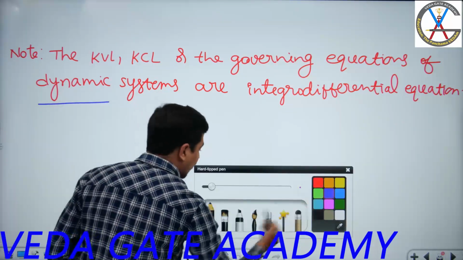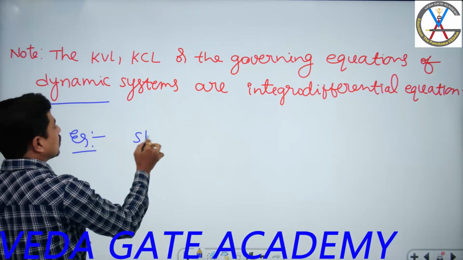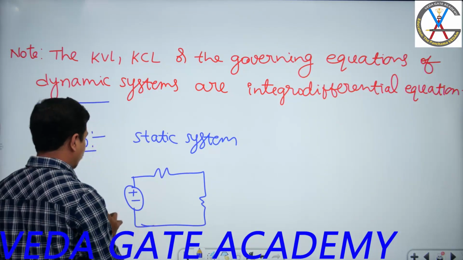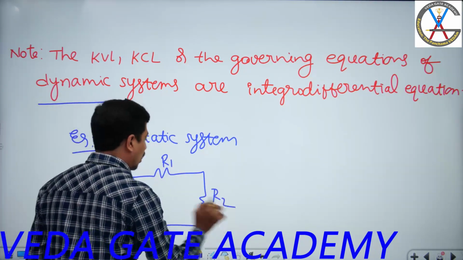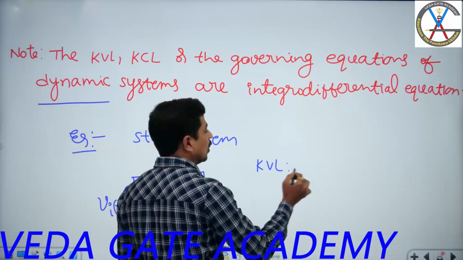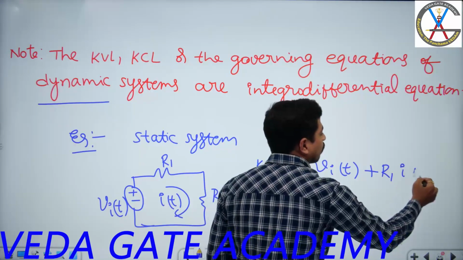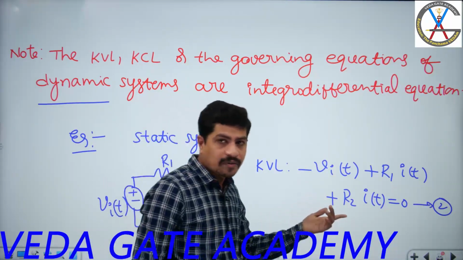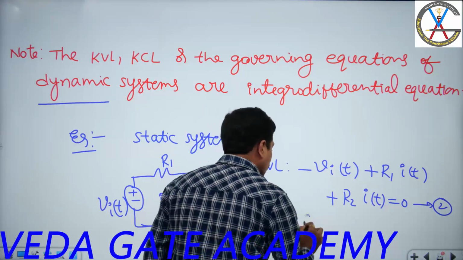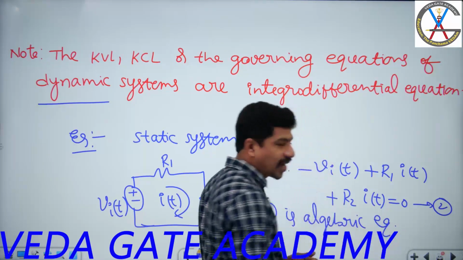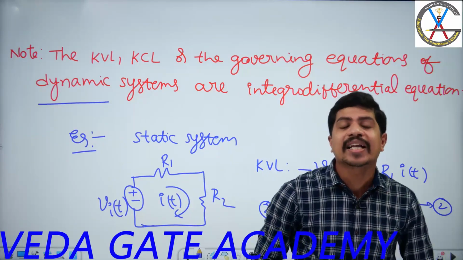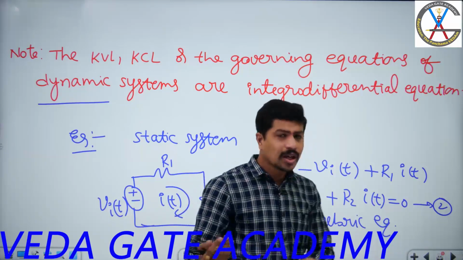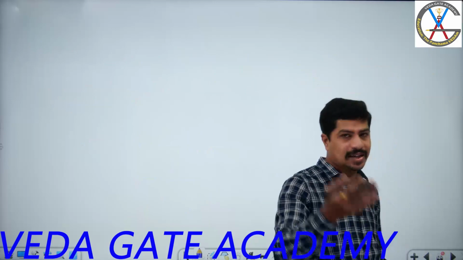If I take a static system, for example, a simple example, this is R1 and R2 with VA of t, in time domain only. This current is I of t. Write its KVL: minus VA of t plus R1 into I of t plus R2 into I of t equal to 0. This is equation 2. Is equation 2 an integro differential equation or an algebraic equation? Yes, an algebraic equation. I can simply say the governing equations of completely static systems are algebraic equations, which are easy to solve. That's why purely resistive networks are very easy. DC analysis is easy when compared to AC analysis and transient analysis in your networks.